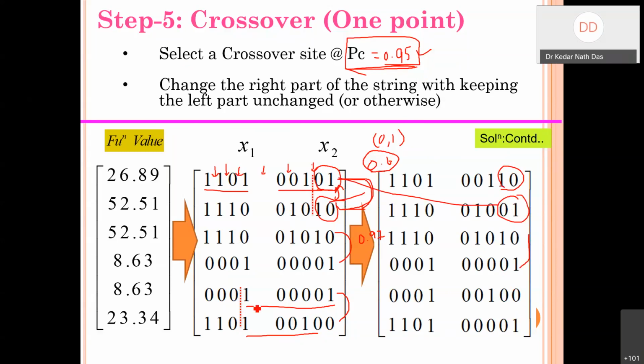For this also, again, the lower part is going up and the upper part is coming down. This has been swapped from the original. That is why this is a new set of strings we are getting. Of course, not all are new, only wherever there is a crossover. So if there are 100 pairs, we are expecting say 95 pairs to go for crossover. It is not that all the pairs need to have the crossover compulsorily.